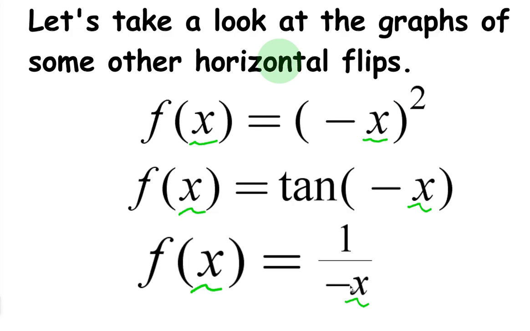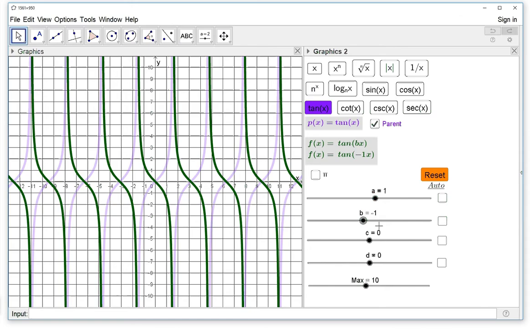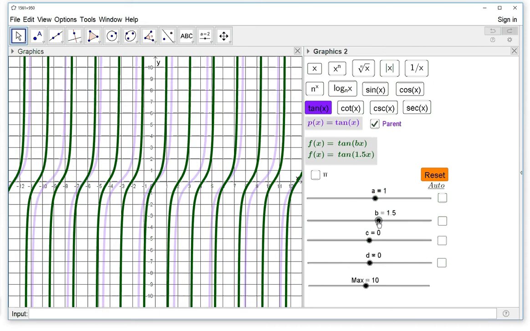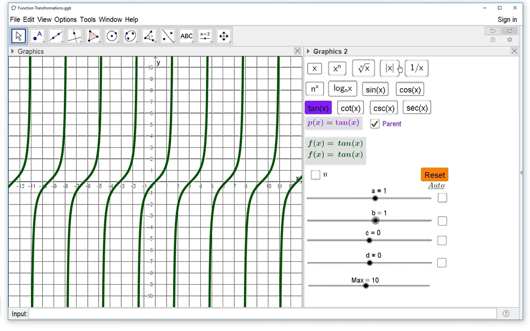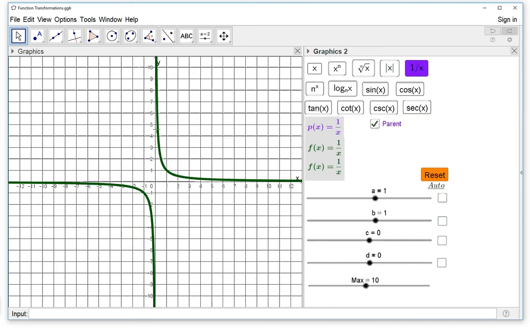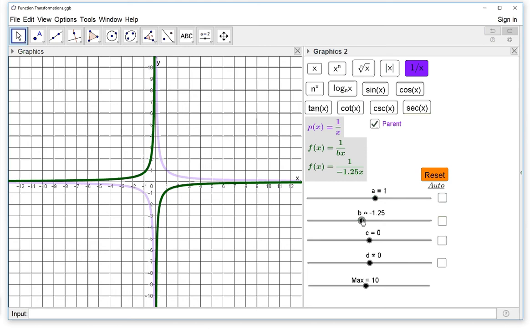And then finally 1 over negative x. So we're going to start with 1 over x, and then we're going to make b equal to negative 1. So here's our 1 over x graph. We would anticipate our new graph to kind of go like this, to flip over the y-axis. Let's see if that happens. Yes, indeed. The transformed graph, green, is a perfect horizontal flip from our purple graph. Very pretty. It's a familiar pattern that I've seen before.